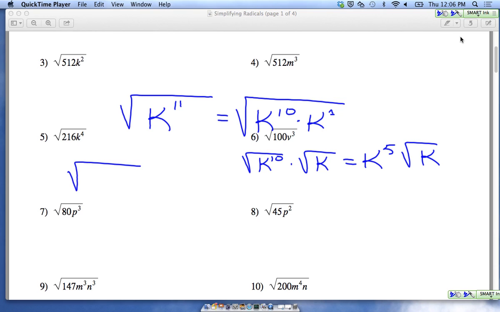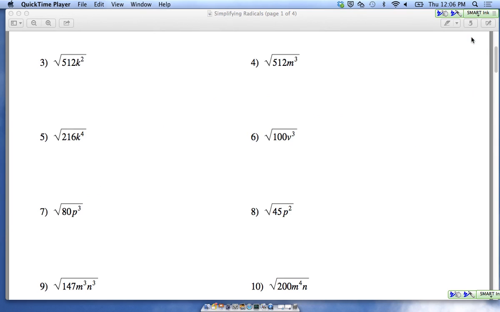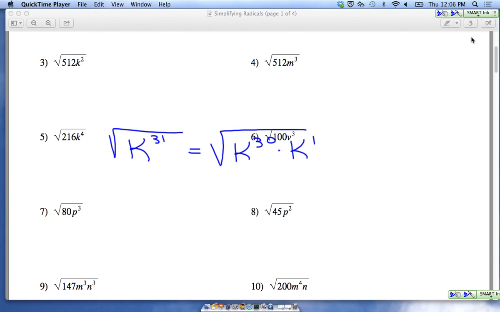If I had the square root of k to the power of 31, we'll try that. If I subtract 1 from 31, that gives me k to the 30th times k to the first. The perfect square is k to the 30th because 30 is an even number. 30 divided by 2 is 15. So the square root of k to the 30th is k to the 15th outside of the radical, and then k to the first remaining underneath the radical.